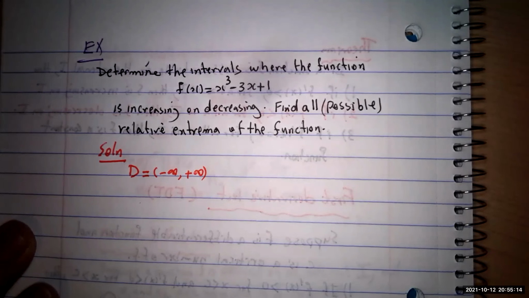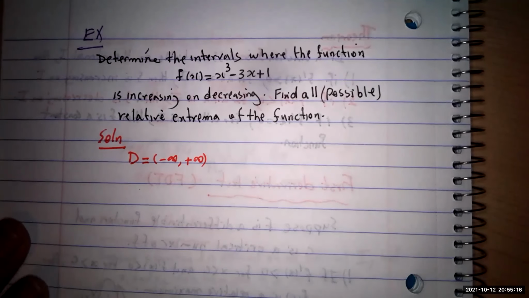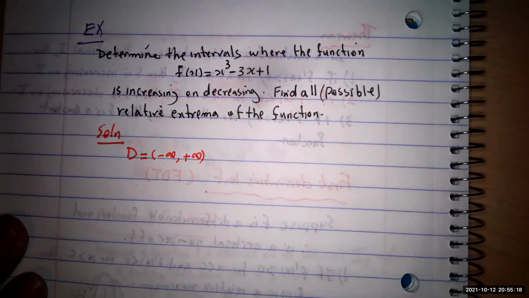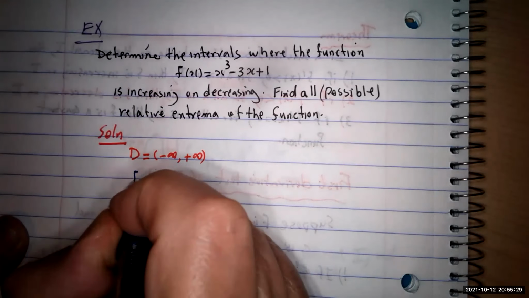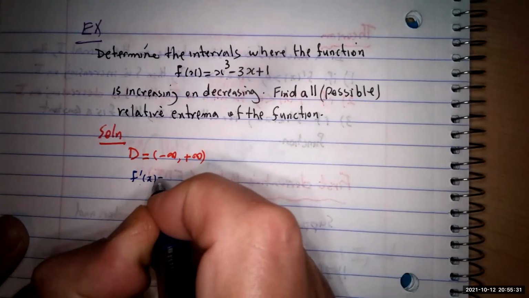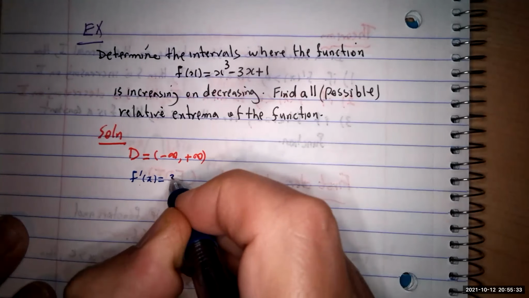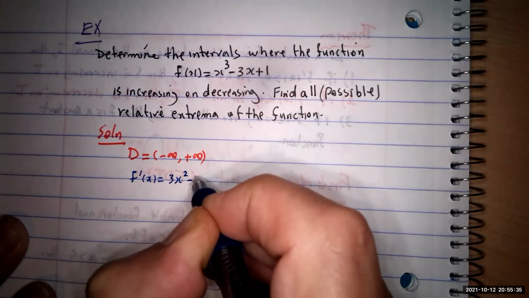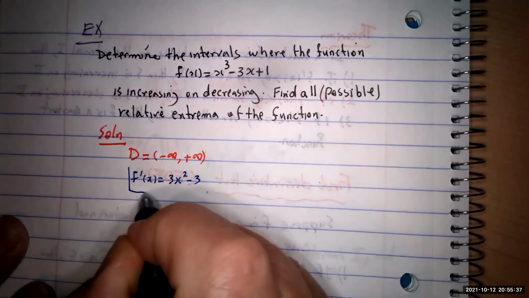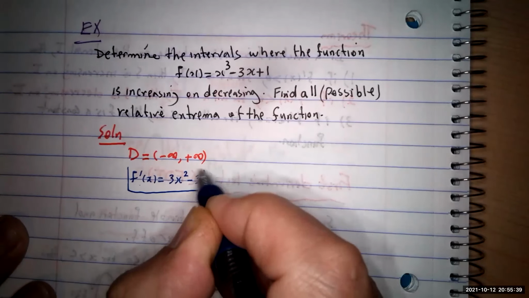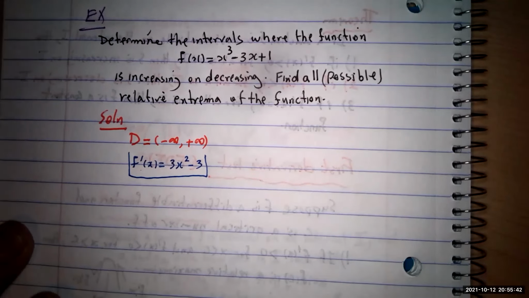So step one, I call it 50%. Step one, you have to find the critical values. You know that they are the candidates. So nicely differentiate. Find the f prime of x, carefully differentiate. Power rule gives you 3x squared minus 3. Highlight this one because it's going to be used. Okay, let it equal to 0.